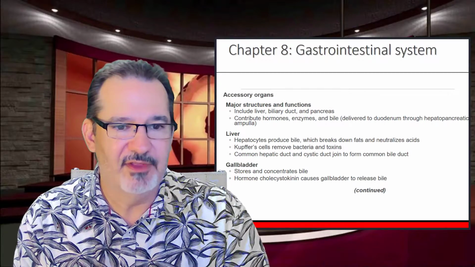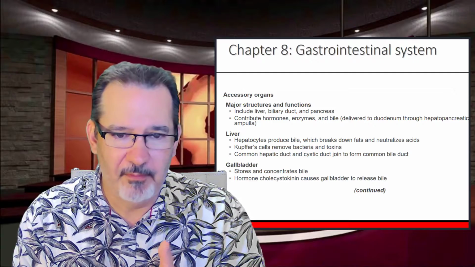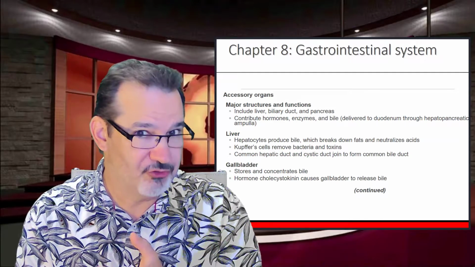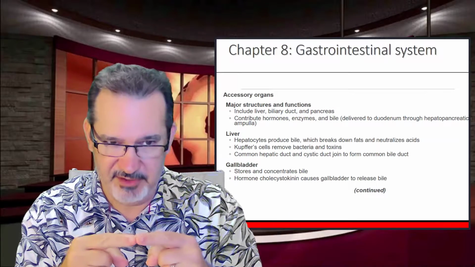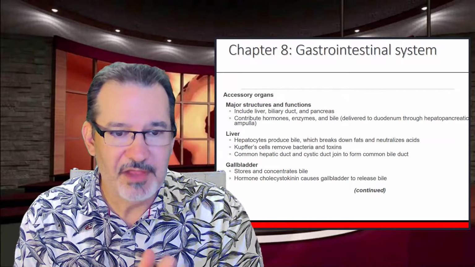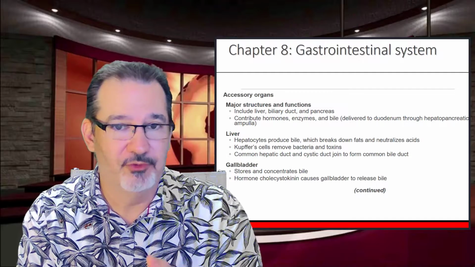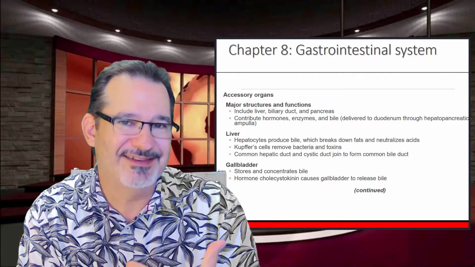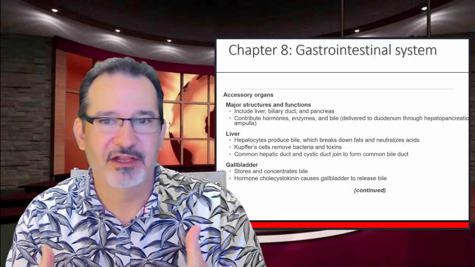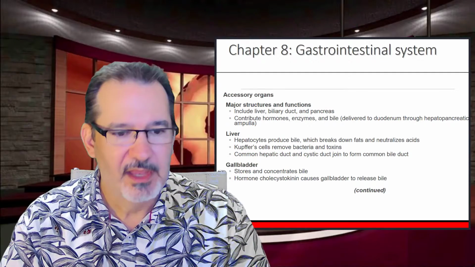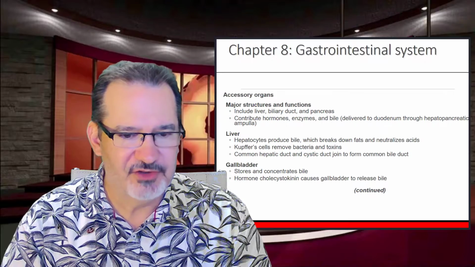Okay, so we have the liver, the biliary duct, and the pancreas. Okay, and the liver and the pancreas are very interconnected. And then what do those things do? It contributes hormones, it releases enzymes to help break down fats and triglycerides. Okay, let's see, and then the gallbladder.